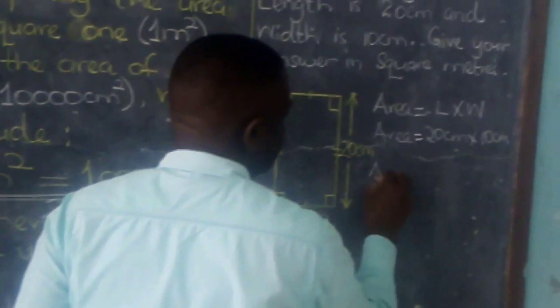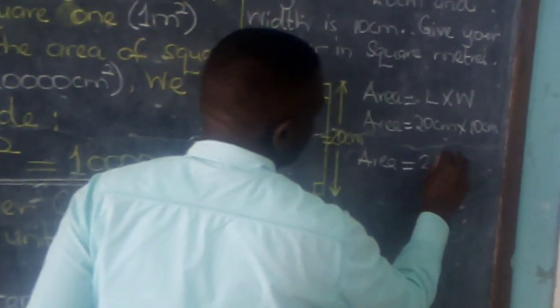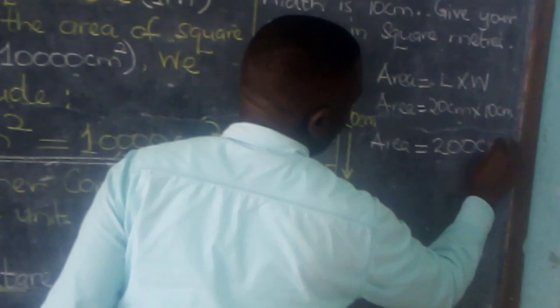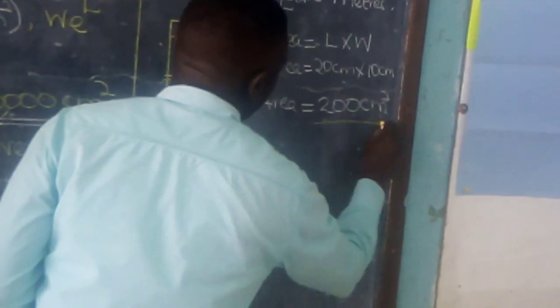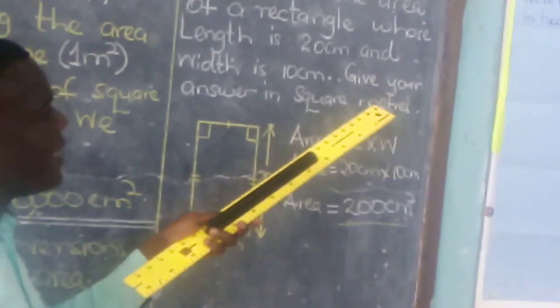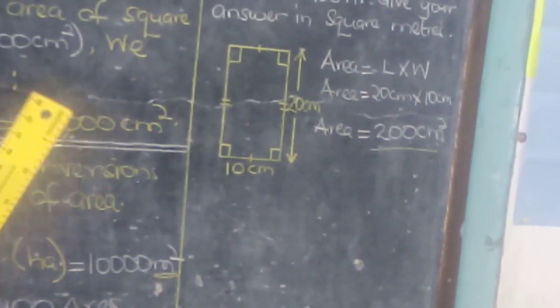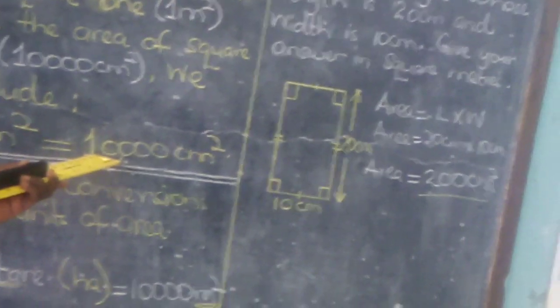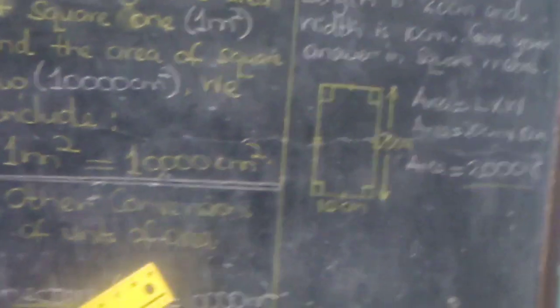Then area, we would say here, would be 200 square centimeters. That is the area of this rectangle in square centimeters. We want our answer in square meters, and so we must convert. Remember, we come to a conversion. 1 square meter is equal to 10,000 square centimeters.